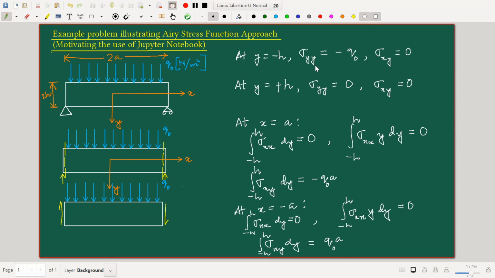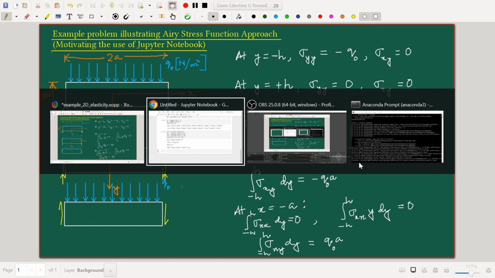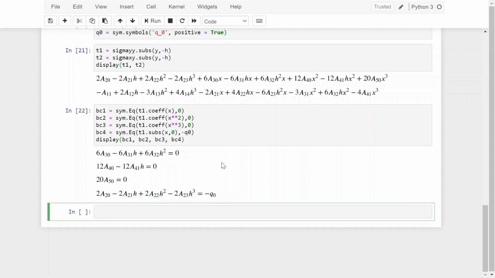Sigma yy is equal to minus q naught, and we have a long way to go before we can finish up with the rest, but we'll do that. Next, for T2, we are using this boundary conditions nomenclature BC1, BC2, BC3, BC4. We'll continue in that same vein. So here again, T2, coefficient of x, that must be set equal to 0.